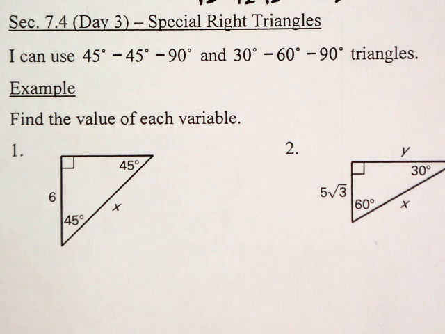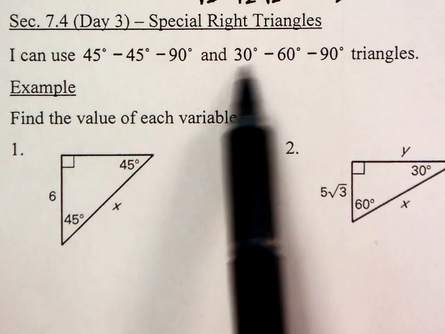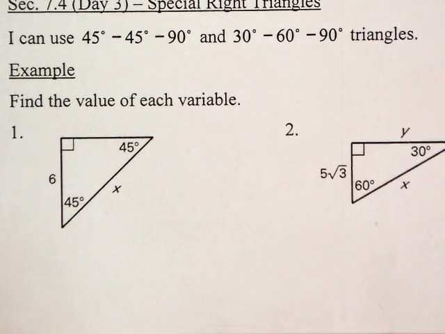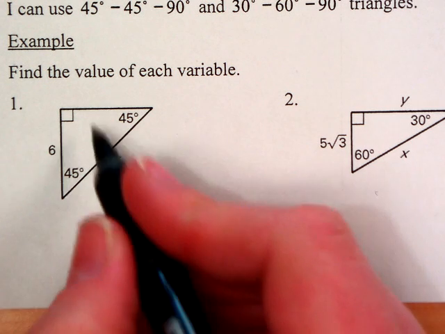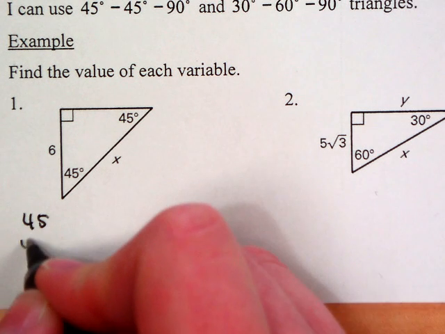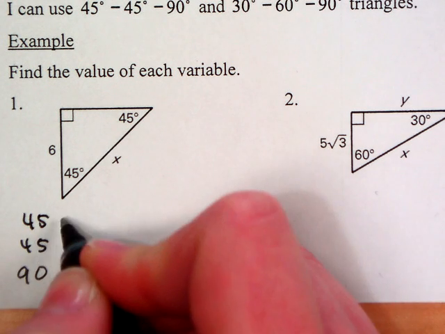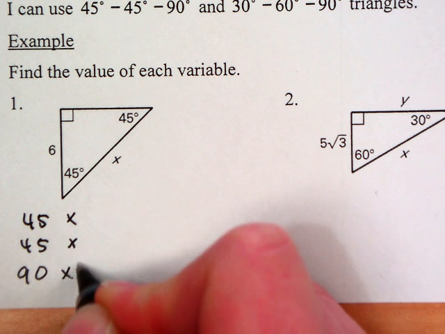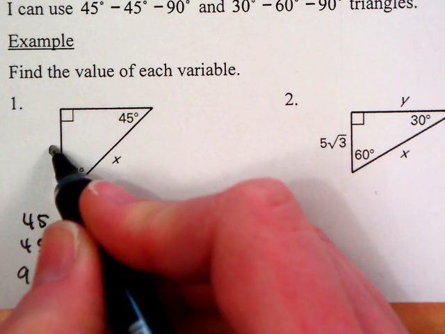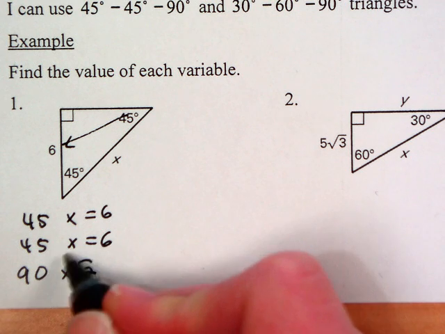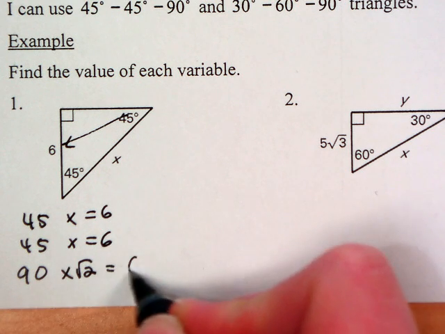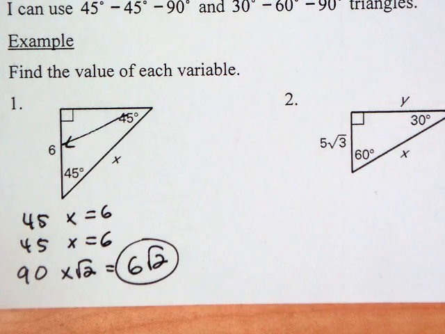Okay, this is section 7.4, day 3, and we're just going to practice using some more 45-45-90 and 30-60-90 triangles. So using that same table trick that we were talking about in the first 2 days, I'm going to do the same thing here. So 45, 45, 90, x, x, x square root of 2, and across from the 45 is the value I have, so I know this is 6, and then I can just plug my 6 right in there, so I'll get 6 square roots of 2.